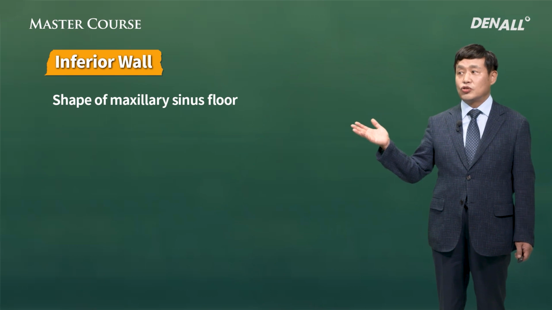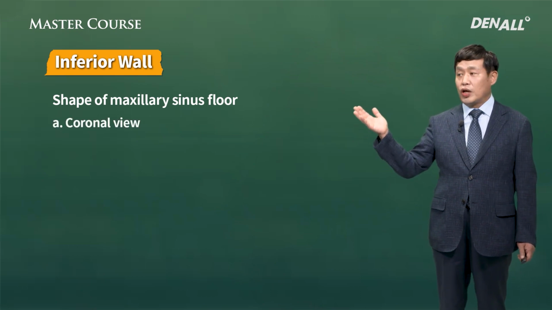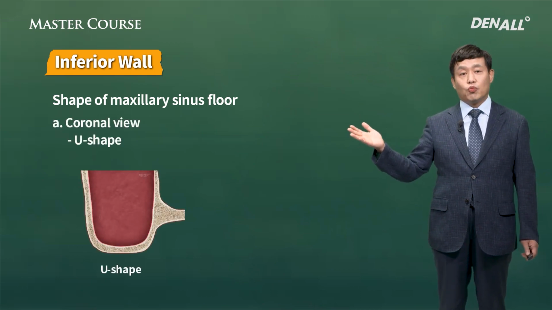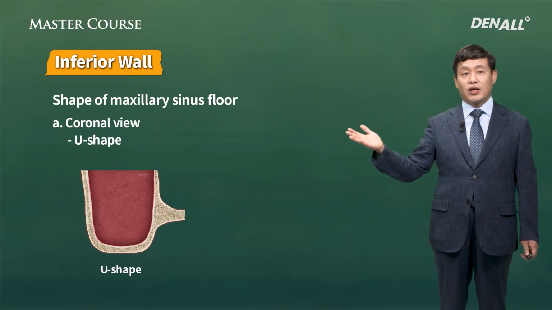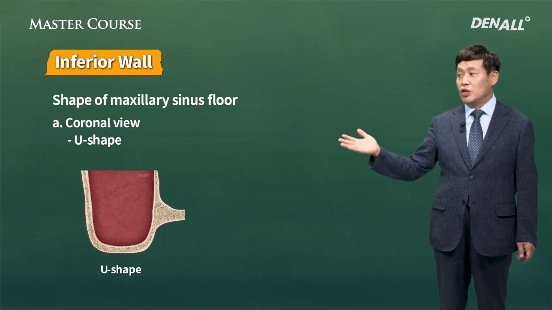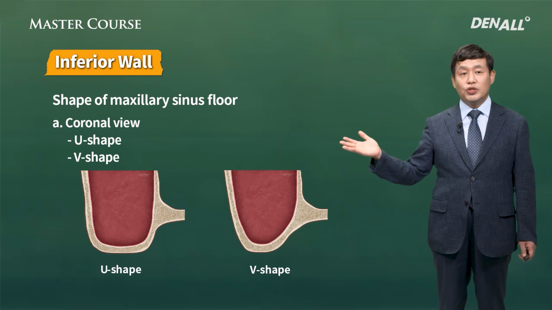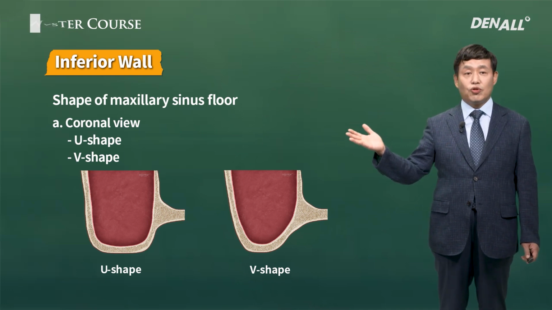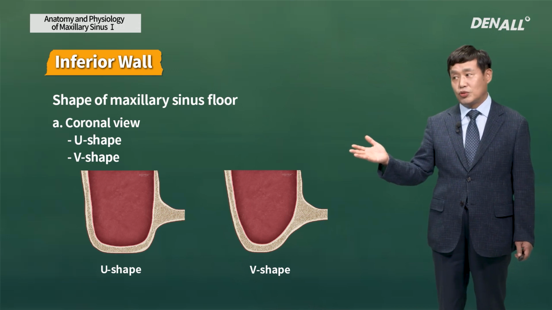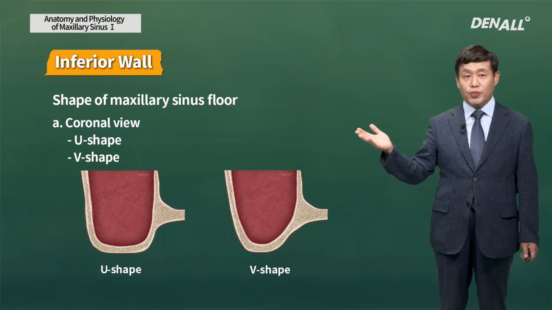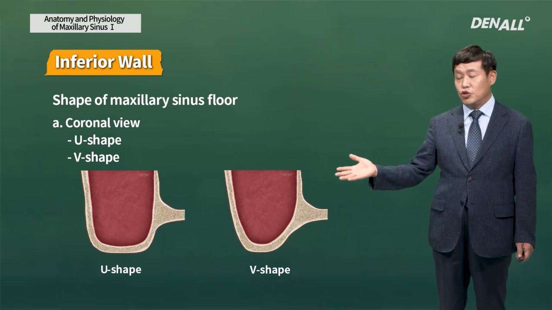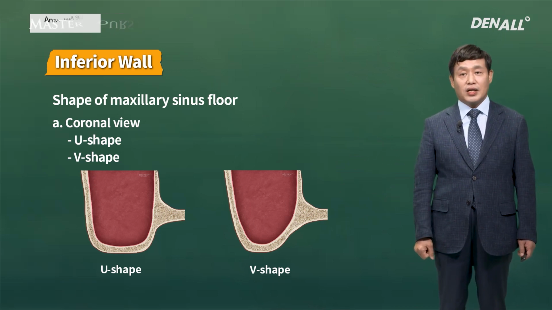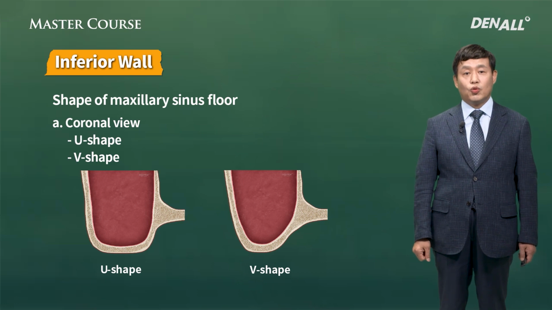If you look at the shape of the maxillary sinus floor in the coronal view, there is a U shape, a wide type, or a V shape, a narrow shape. In general, if it is wide like the U shape, bone graft would be difficult just using the crestal approach, but prognosis is better when it is a V shape with a crestal approach.